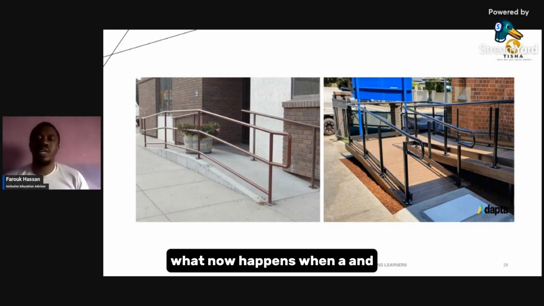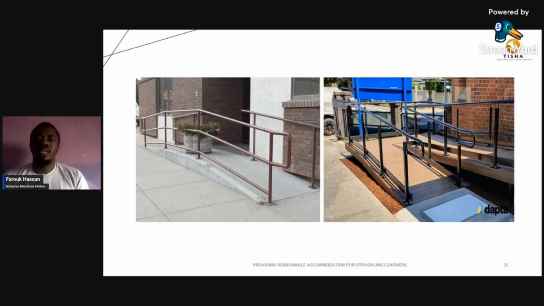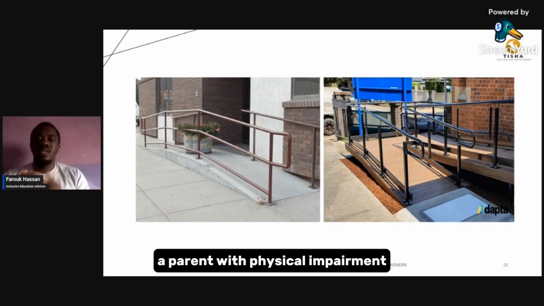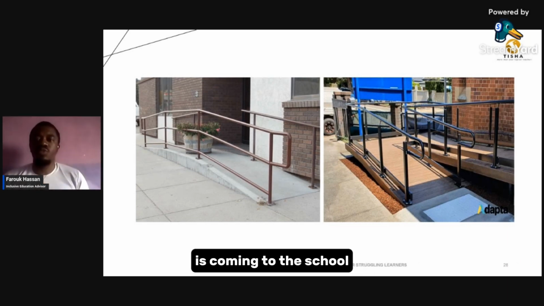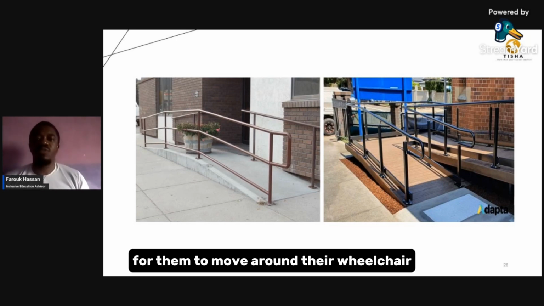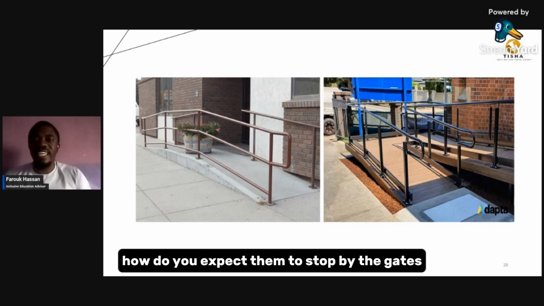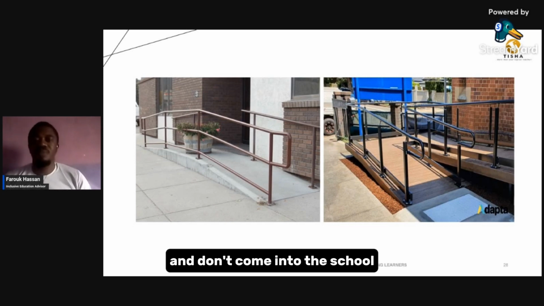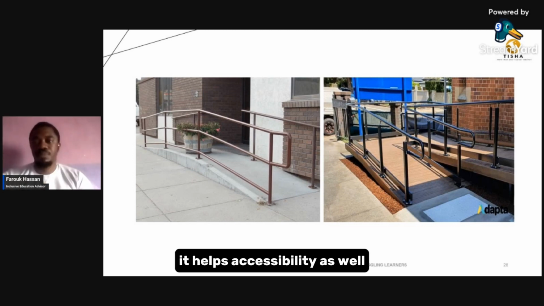What happens when a parent with physical impairment is coming to the school and there are no ramps for them to move around with their wheelchair? How do you expect them to stop by the gates and not come into the school? I mean, that is why ramps are very useful within the school environment. It helps accessibility as well.